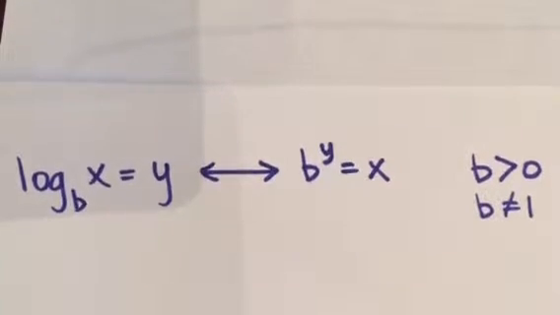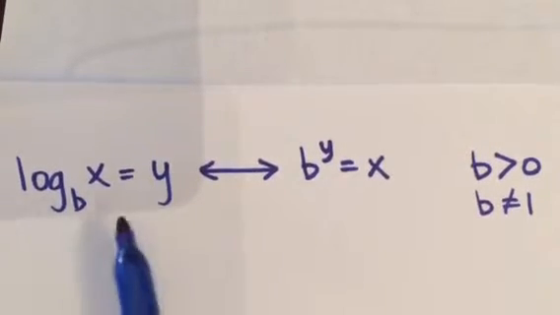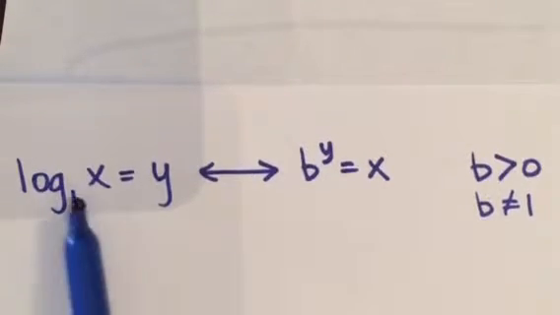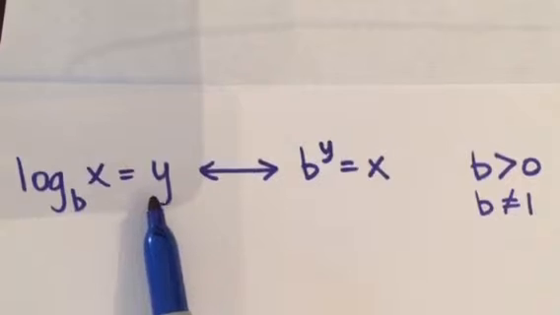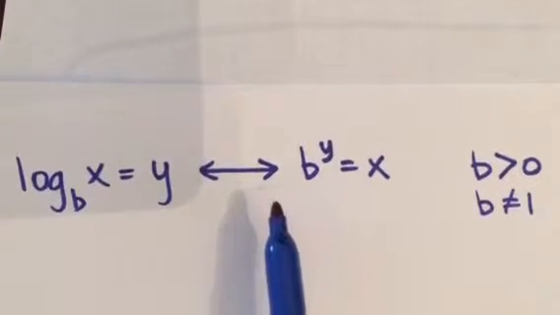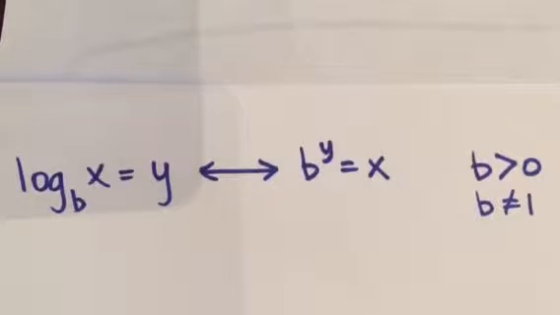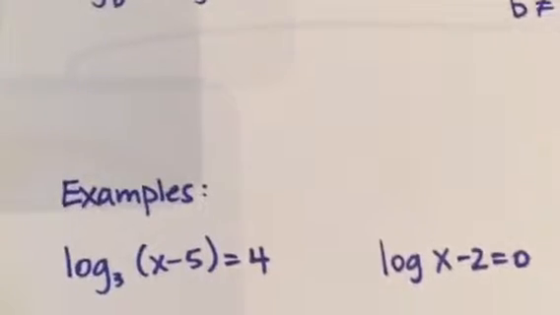So using this idea is very helpful to us, especially if we have a logarithmic equation and we're trying to solve for x that's in this form: a logarithm is equal to some constant. Well, then let's just rewrite it as an exponential equation. Okay, so let's look at some examples.